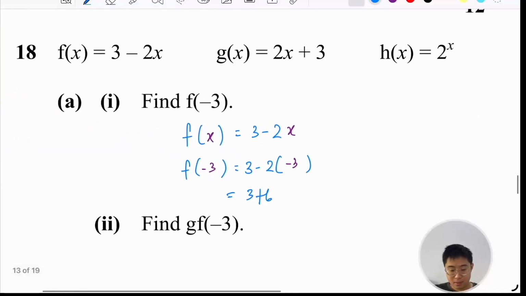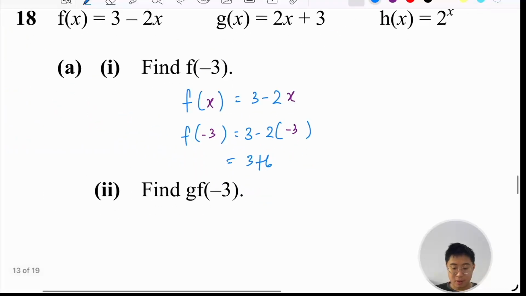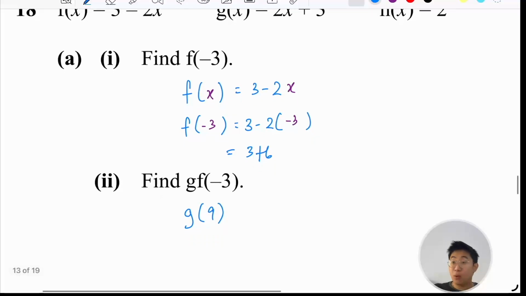Okay. gf(-3). So they are reusing the f(-3) that I found. So gf(-3) is basically the same as, what did we get from the f(-3)? 9. So it's the same as g(9). Okay, I put in that negative 3 with a 9, because that's what I got from A. g(9), that's what they want. I know what g(x) is, right? So I'll move this down a bit.